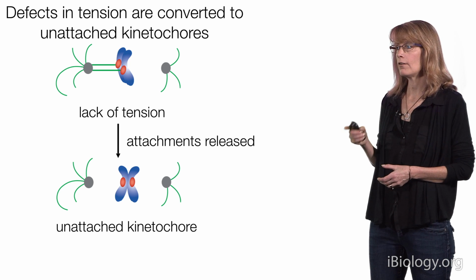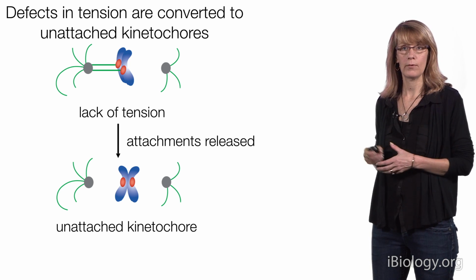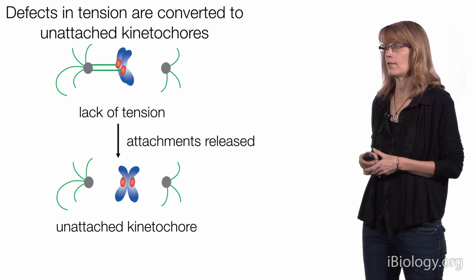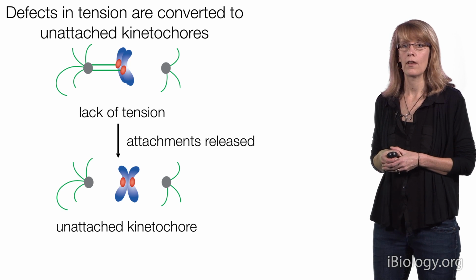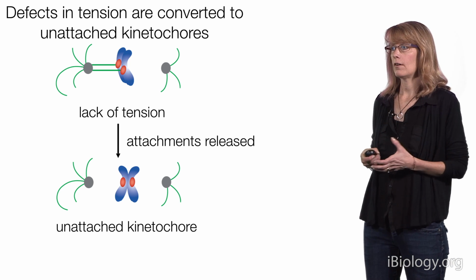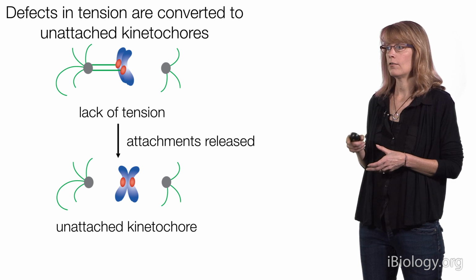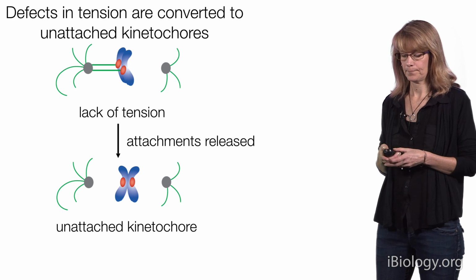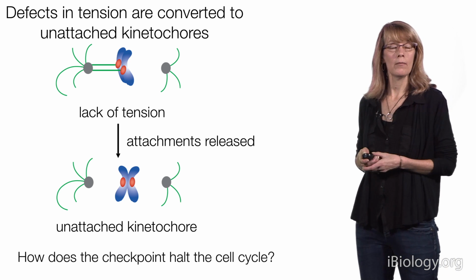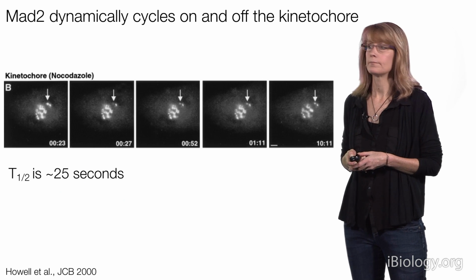So remember, when kinetochores lack tension, these attachments are released due to error correction mechanisms, and that generates unattached kinetochores. So the reason it's been so hard to understand might just be because these two issues are so interrelated. Now let's talk about how the checkpoint halts the cell cycle.